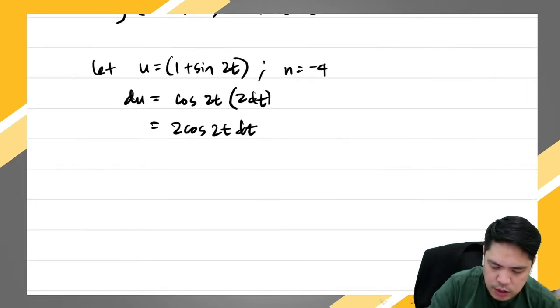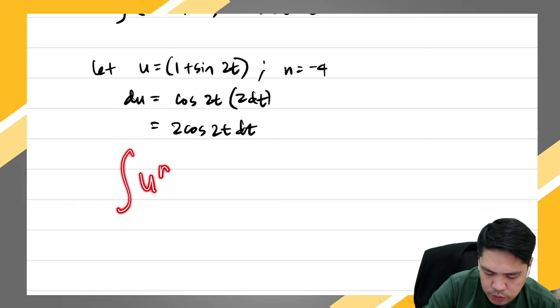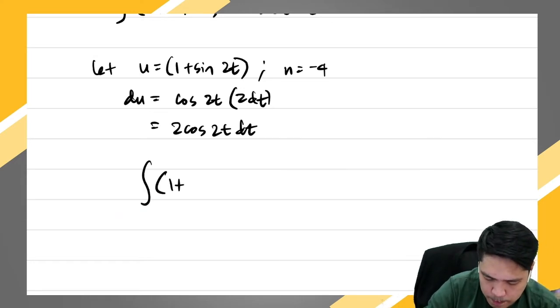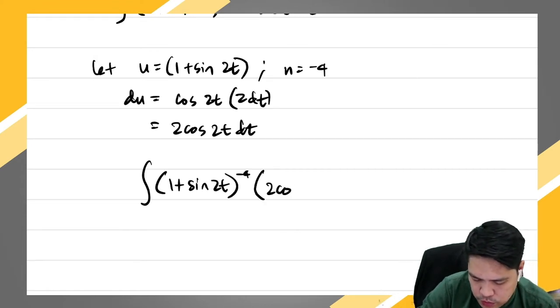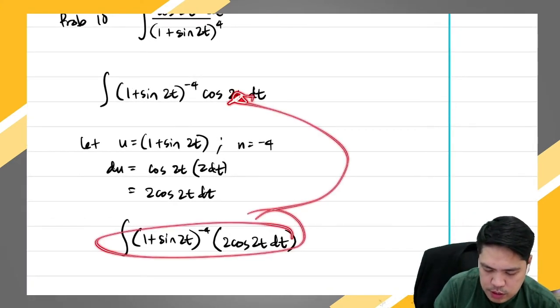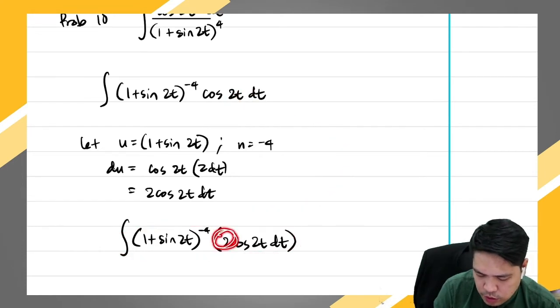So if we reconstruct the integral of u raised to n du, that would become the integral of u raised to n du, and this is not the same as this because here there is a constant 2, and here there is none.